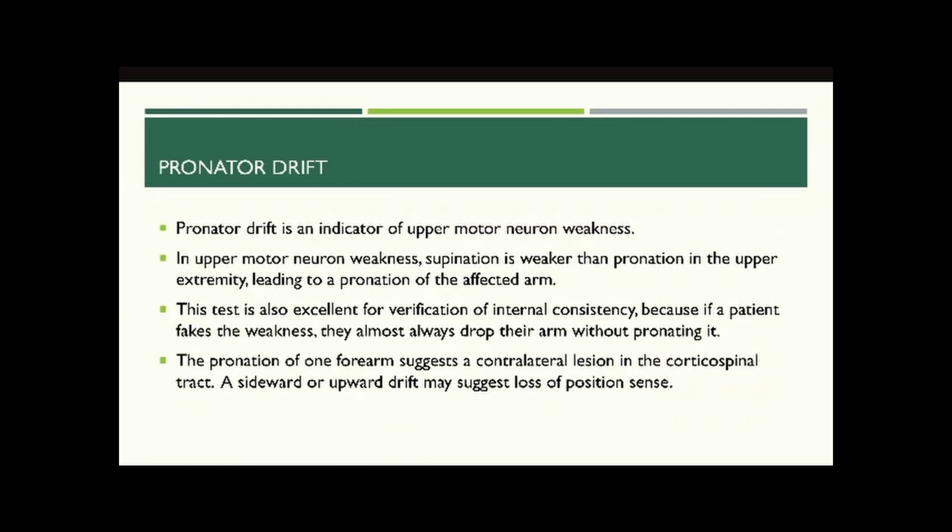Pronator drift, upper motor neuron weakness. Remember, you have your hands up, close your eyes, and just have one go down. That's an upper motor neuron lesion if you see pronator drift. Also, verification of internal consistency. People will fake illnesses to get results. This is the way to test if they're faking, because if they have a real upper motor neuron problem, it's going to fall every time you do that test. Watch them repeatedly. Do they do the same thing every time? If they're not, that means they're faking.